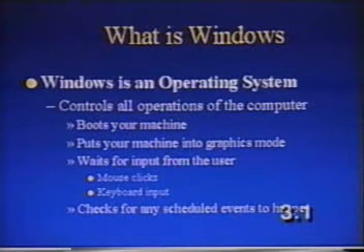What that means is that it controls all the operations of your computer hardware. It boots your machine, puts your machine into graphics mode, and then waits for the user to make some input, such as clicking on the mouse or typing on the keyboard. So Windows as an operating system is pretty smart. It can actually check for scheduled events to happen and maybe even turn services off and on for you.